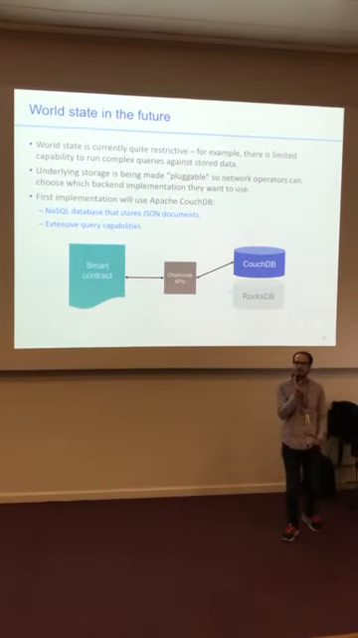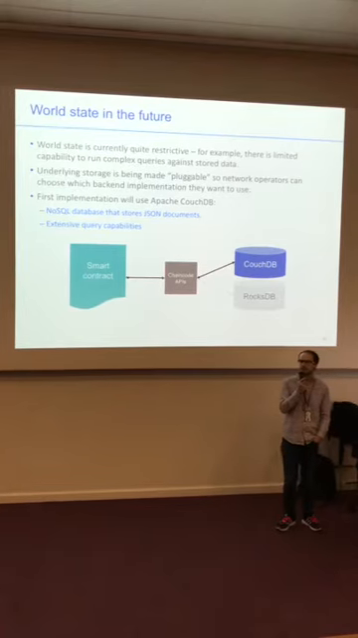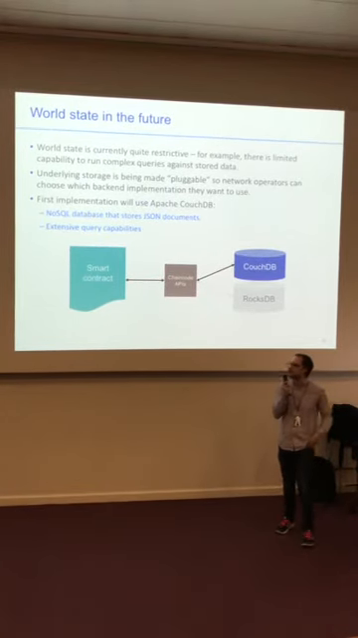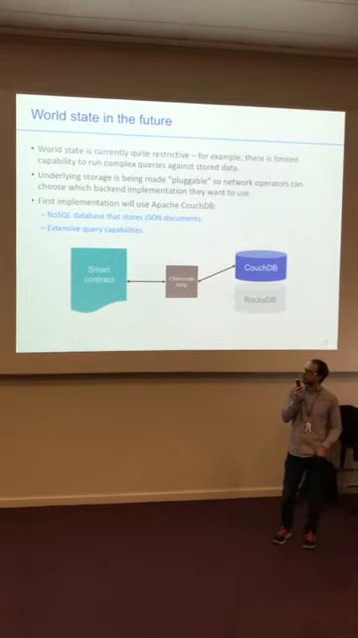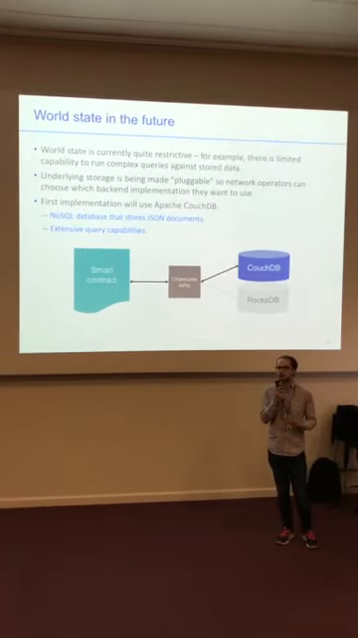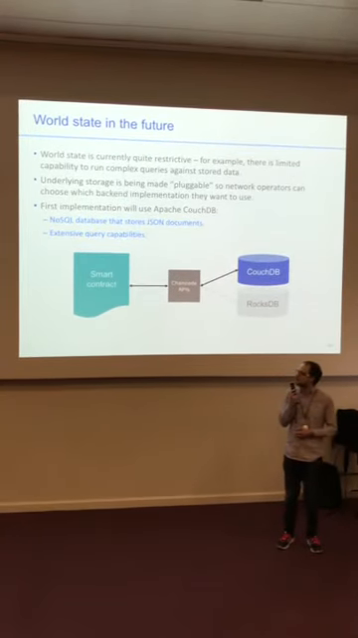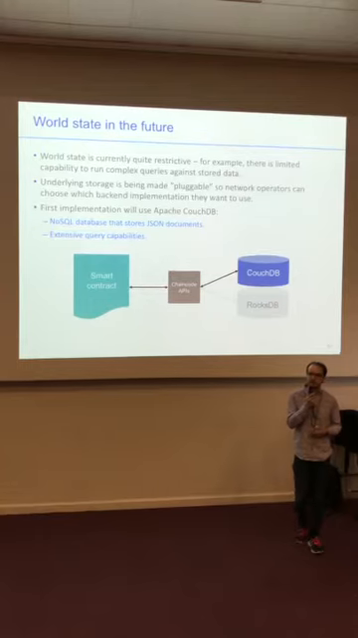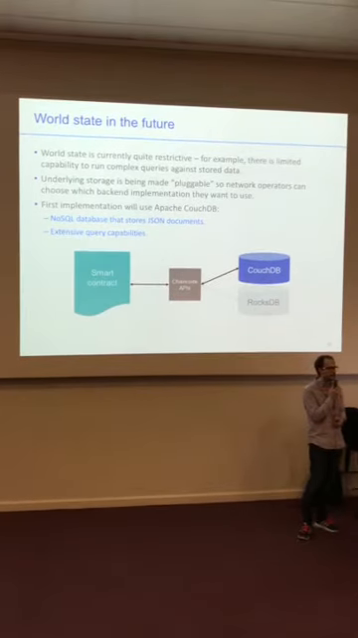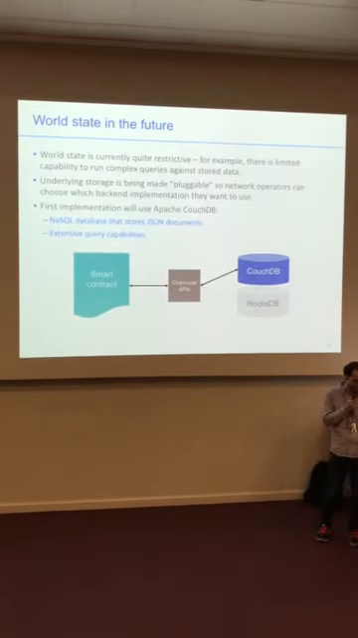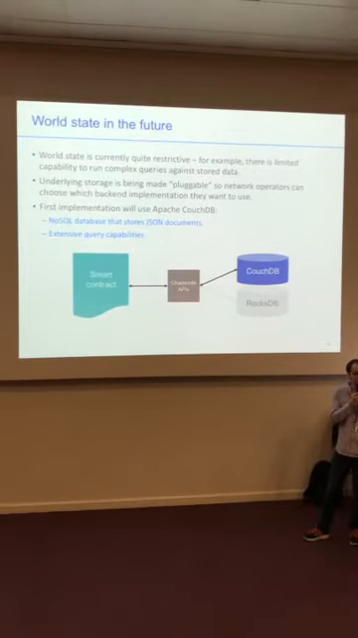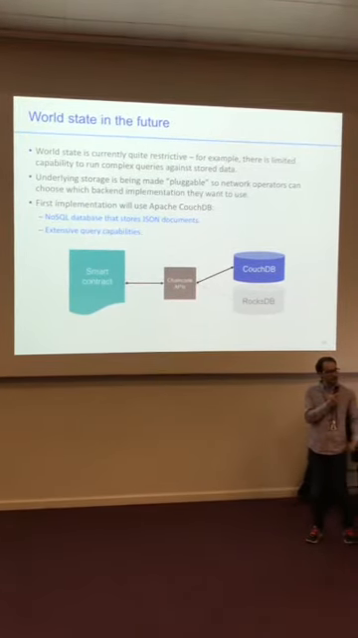CouchDB is a NoSQL database, and it deals with JSON documents, so you store JSON documents. So in the future, GetState and PutState will work with JSON documents, and they'll store them in CouchDB if you choose that option. And CouchDB comes with an extensive set of query capabilities you can use to access data in the blockchain. Questions? Is it the same as Firebase?